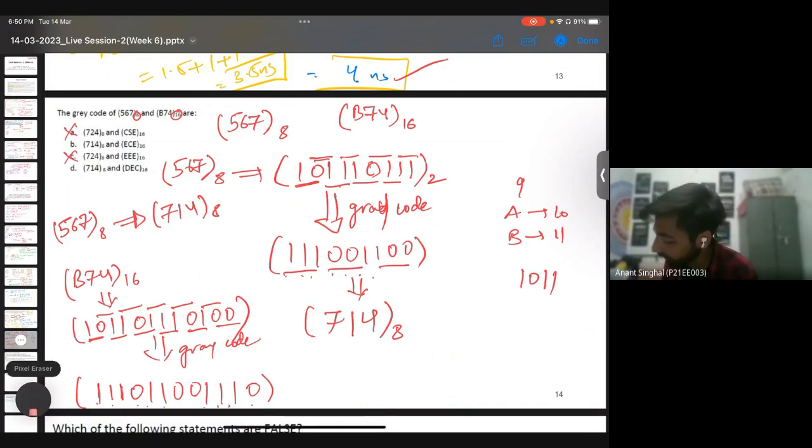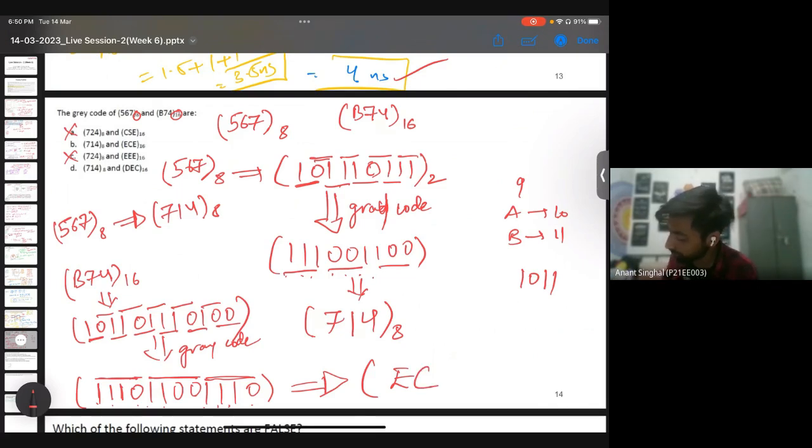So this is the gray code, and then if I try to convert it to the hexadecimal again, these four are one group, and these four are another group. So 8 plus 4 is 12, 14. 14 is nothing but E. Then 8 plus 4 is 12. 12 is nothing but C. And then 1110 is again E. So this is to the base 16. So the gray code conversion of B7416 is this. So option number B is the correct answer.